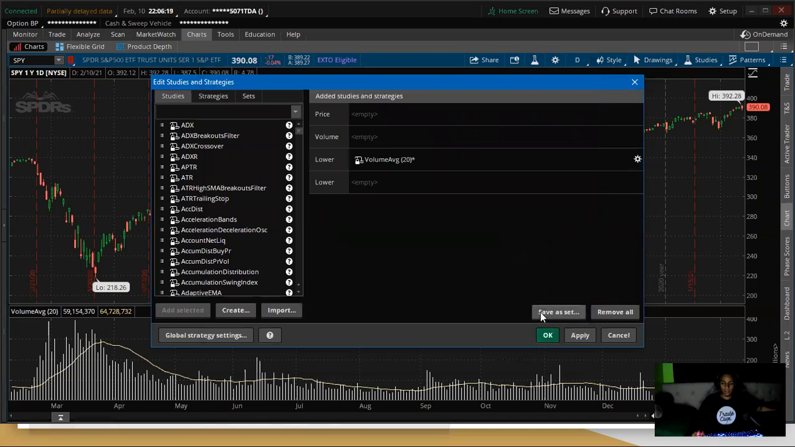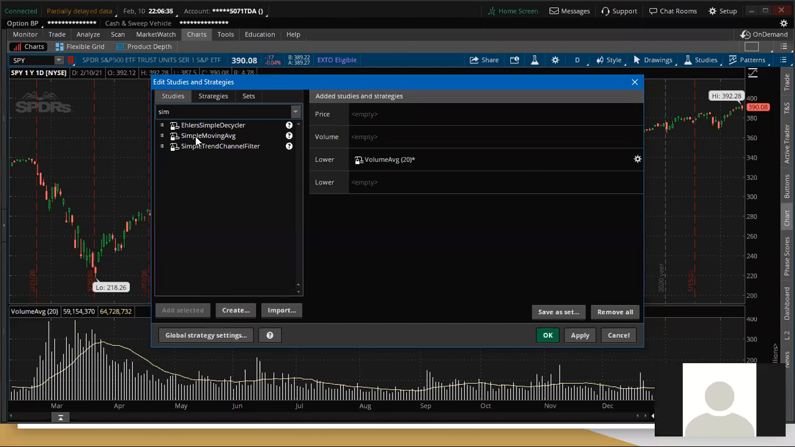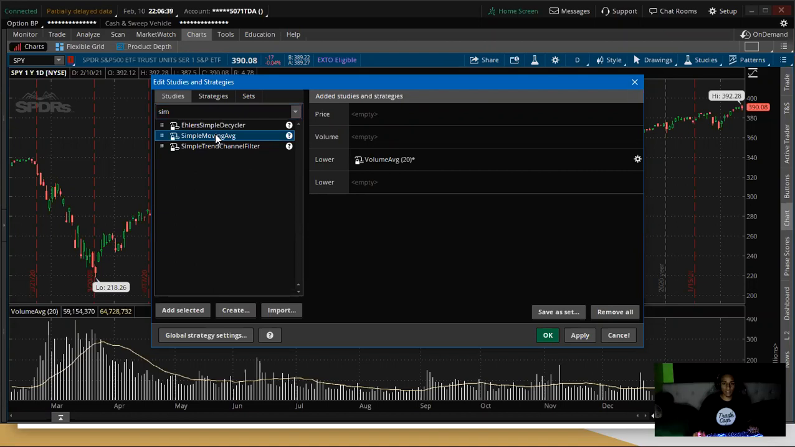All right. Now, once you add that, one of the things I like to look at on the high time frame, such as the daily chart, is the simple moving average. So you're gonna type in simple. Well, you could type in SIM, but you're gonna be looking for this one that says simple moving AVG. You're gonna click this 3 times.